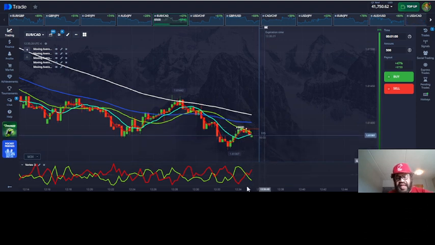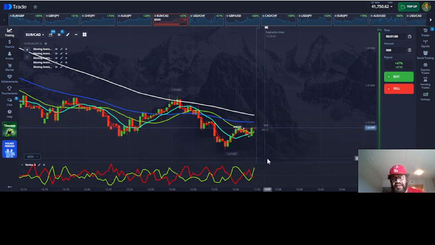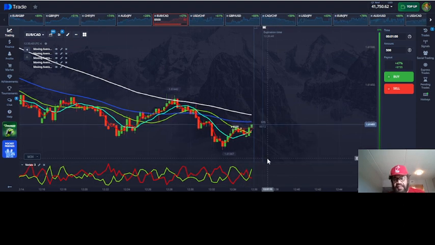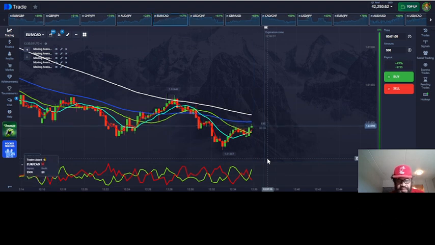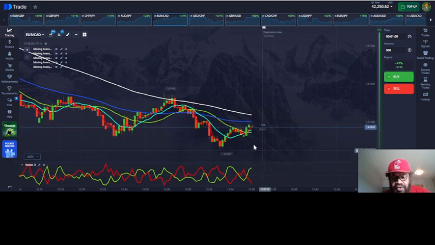In addition to that, I have a cross of the Vortex lines here. The minus VI line crossed above the green VI line in an upward direction, signifying a bearish push to the downside over the next 60 seconds. So let's monitor this trade. Okay, so that trade was in the money here.